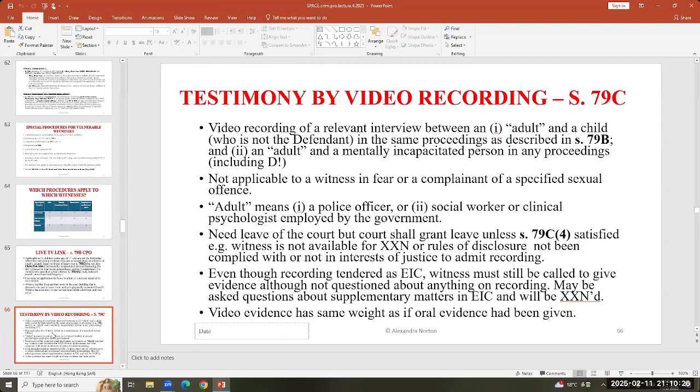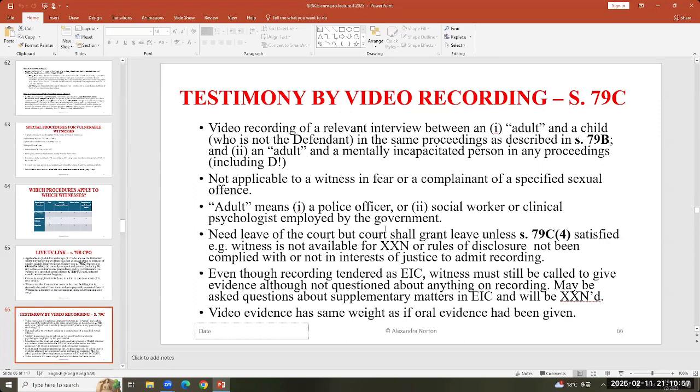Why? Because the witness is not available for cross-examination. So you would have a very prejudicial slant to the case because you have evidence going in, in the video recording as evidence in chief, that's not capable of being tested in cross-examination. So if this video recording does go in, then the child would still have to come to court and testify, which is why you combine it with the live TV link provision for the cross-examination.